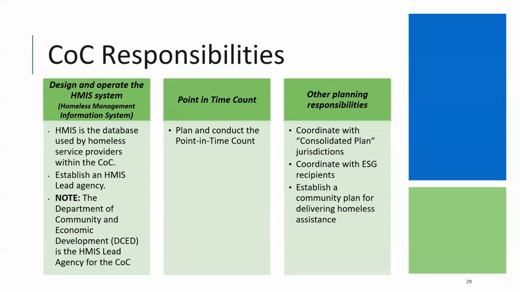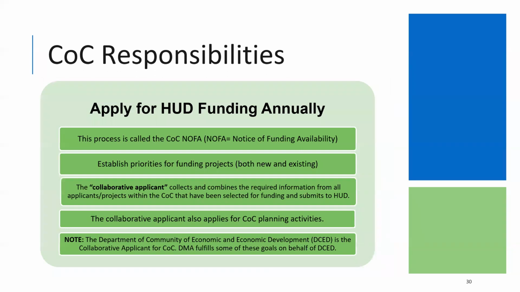There's also other planning responsibilities. For example, coordinating with consolidated plan jurisdictions. So if there are other jurisdictions within your community who are responsible for submitting a consolidated plan, you should be coordinating with those folks, coordinating with ESG recipients, and ultimately establishing and implementing a community plan for how you're going to deliver homeless assistance.